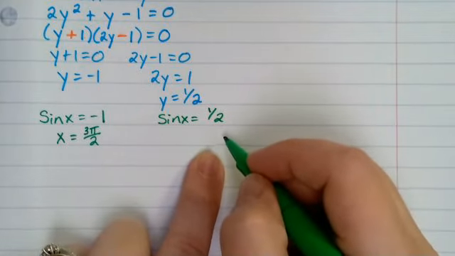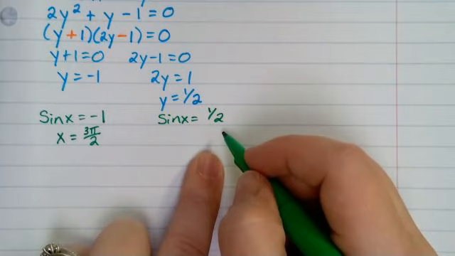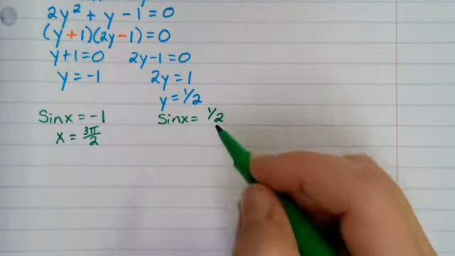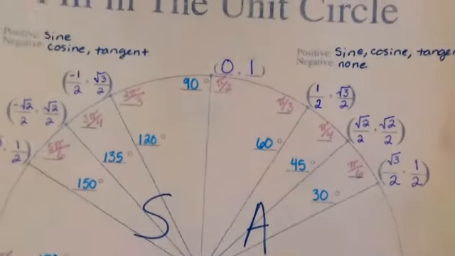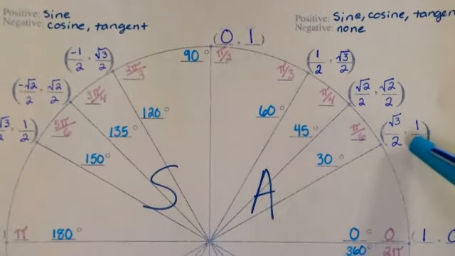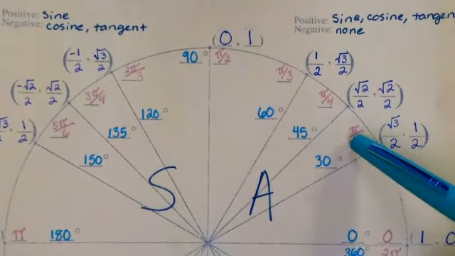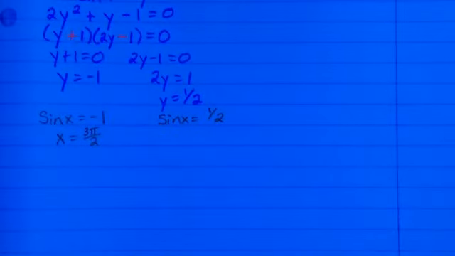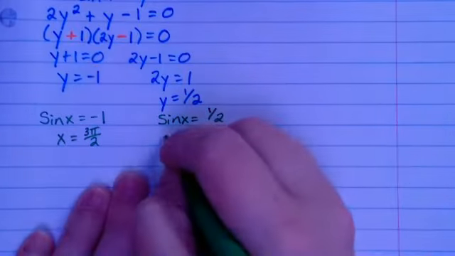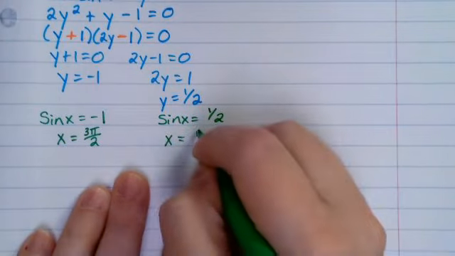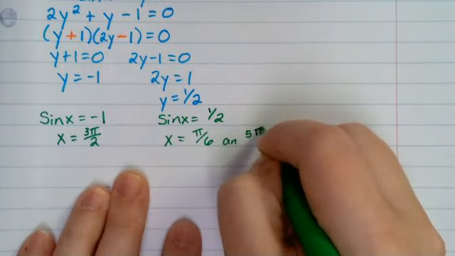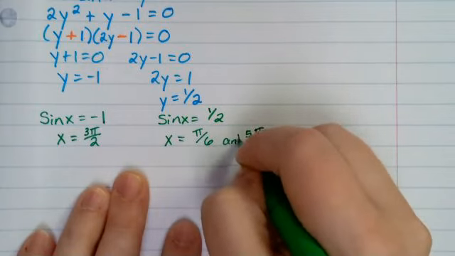Sine of x equals 1/2. Okay, well, where is sine equal to 1/2? You're going to go to your unit circle and ask, where are my y values 1/2? And there's no restriction on this, remember? So this is saying pi over 6 as well as 5 pi over 6. So here, x equals pi over 6 and 5 pi over 6.